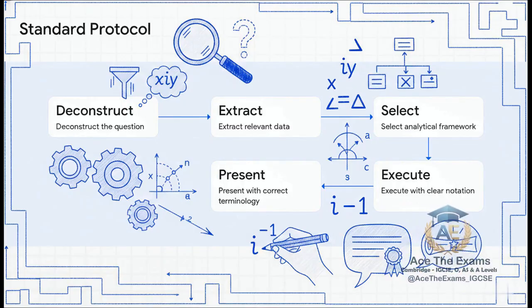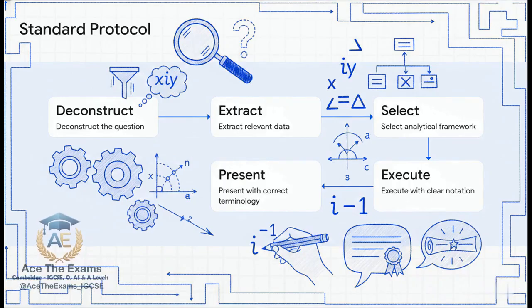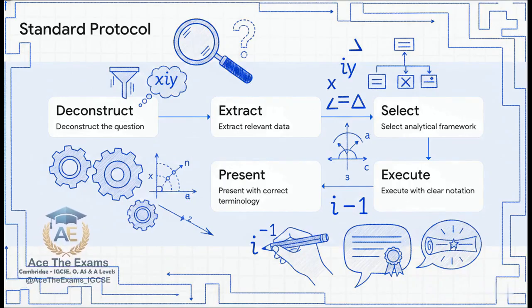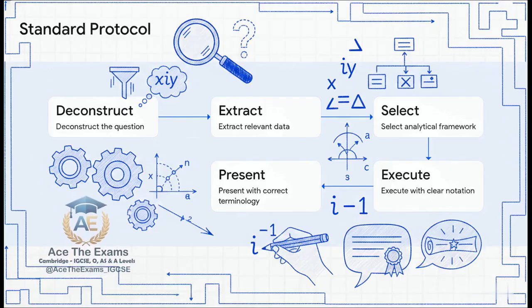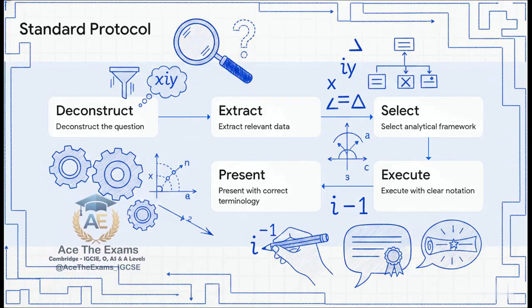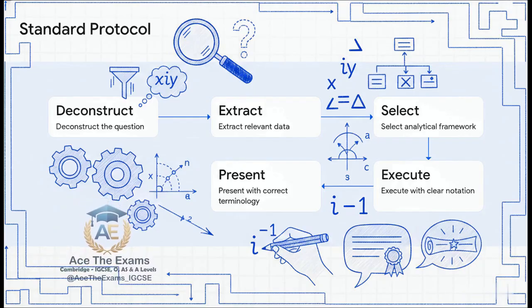Step 1. Deconstruct the question. What is the actual command word? Are they asking you to evaluate, show that, or solve? Those words change the whole investigation. Step 2. Extract relevant data. You need to isolate your x and your y values from all the extra noise and fluff in the question. Step 3. Select the analytical framework. Are we equating real and imaginary parts here, or are we calculating a modulus or an argument? Make a choice and stick to it.